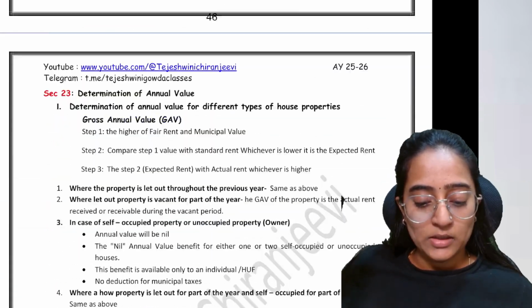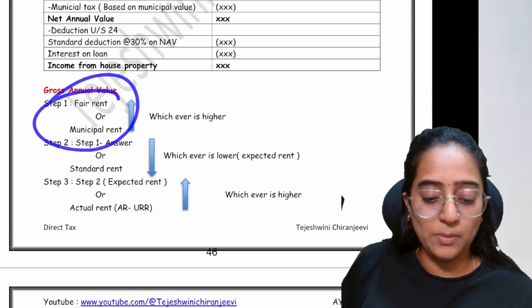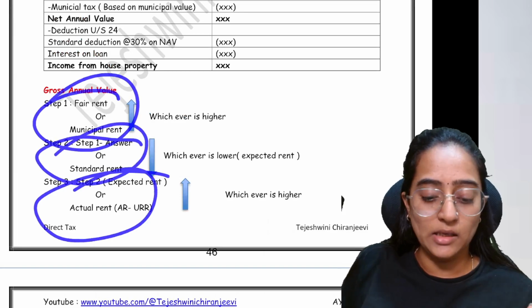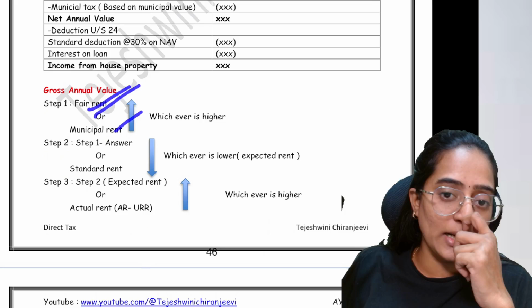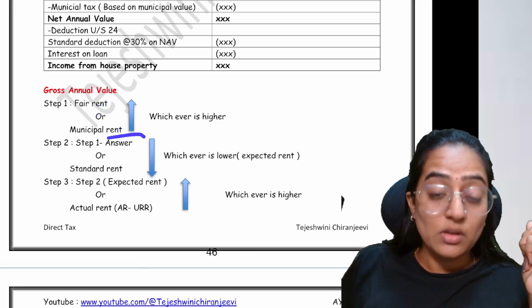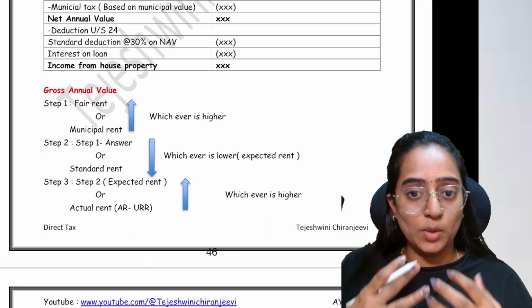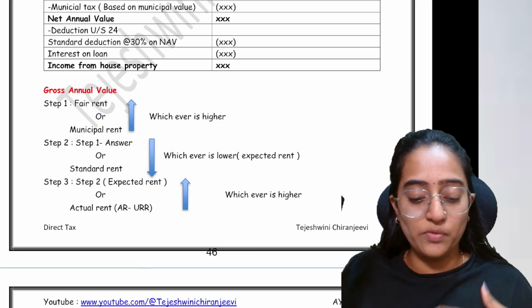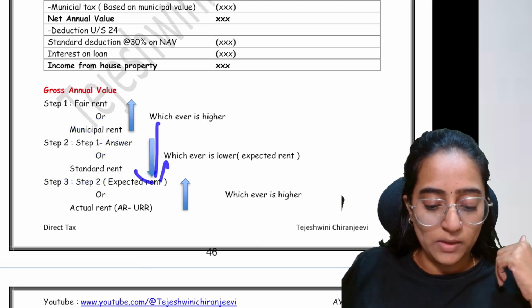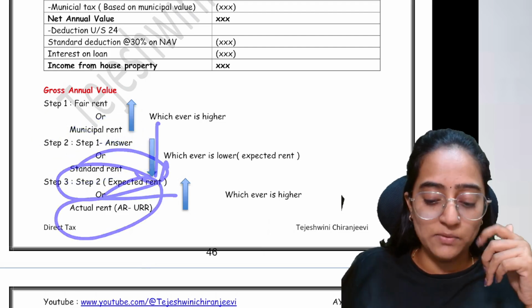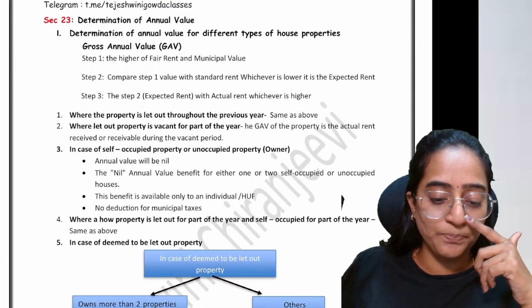Okay. So step number 1, step number 2 and step number 3, you have to go in sequence only. Fair rent or the municipal rent, whichever is higher. I can't get into an in-depth explanation about it. It is a quick revision, so we are moving forward. Step number 2, standard rent, whichever is lower. Then step number 3, your actual rent, whichever is higher. So these are the parts.